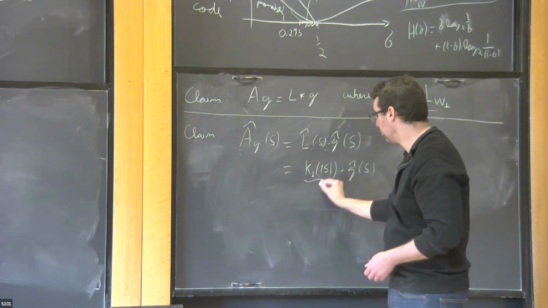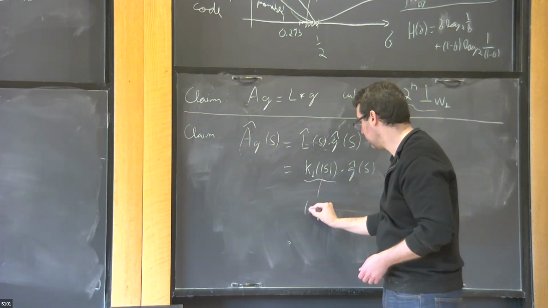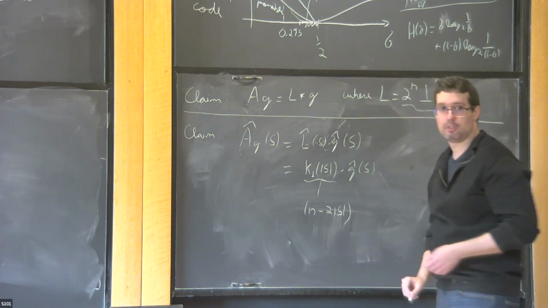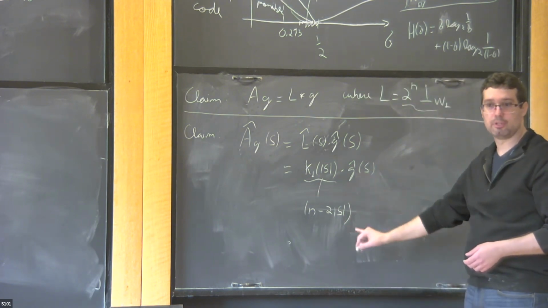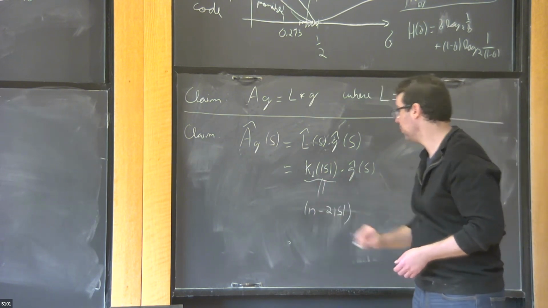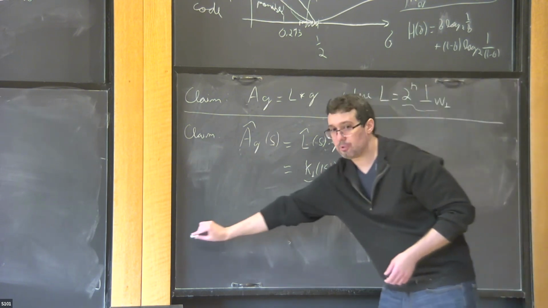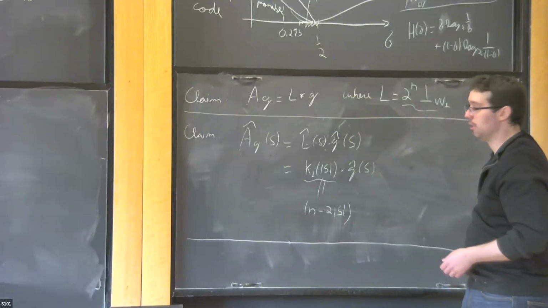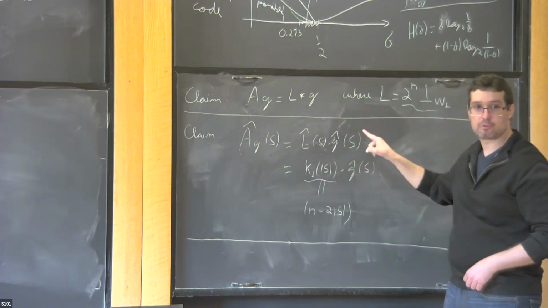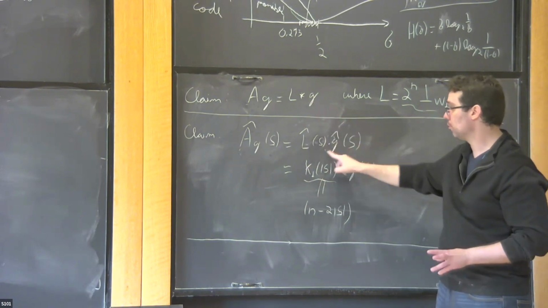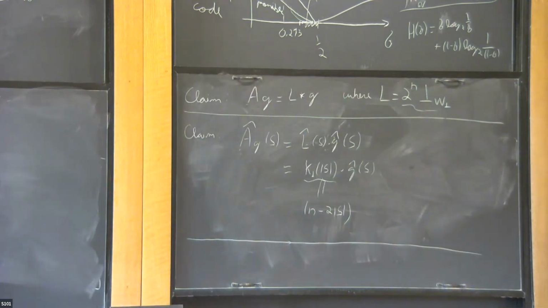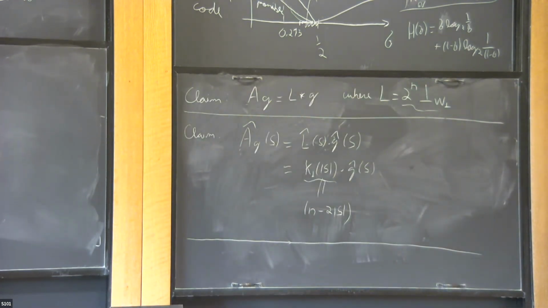And for the cube, you know precisely the eigenvalues. This chi of 1 is n minus 2 times the size of S. Those are the eigenvalues of the cube. All right, any questions about these two claims? We are just applying the Fourier transform, and the convolution becomes a pointwise product. Nothing serious happened here. And now let's give bounds.